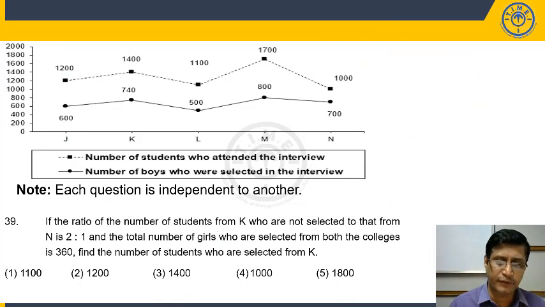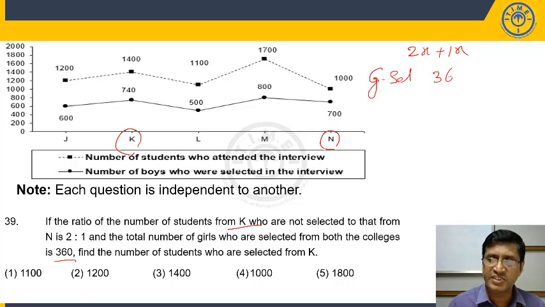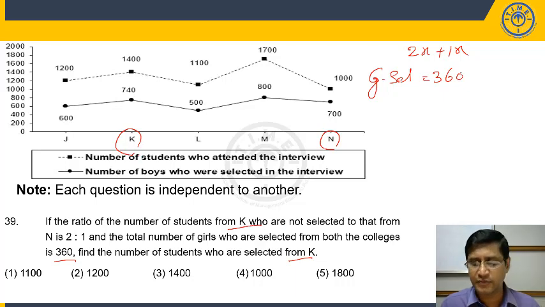The ratio of the number of students from K who are not selected to that from N not selected is 2:1. 2:1 means 2x and 1x. And the total number of girls who are selected from both the colleges is 360. Girls selected, that is 360. Okay, find the number of students who are selected from K. So how many are selected from K?